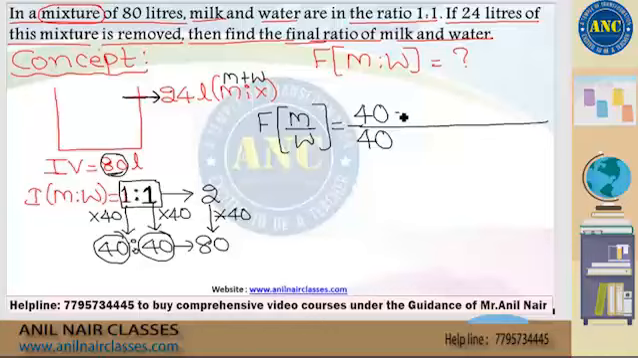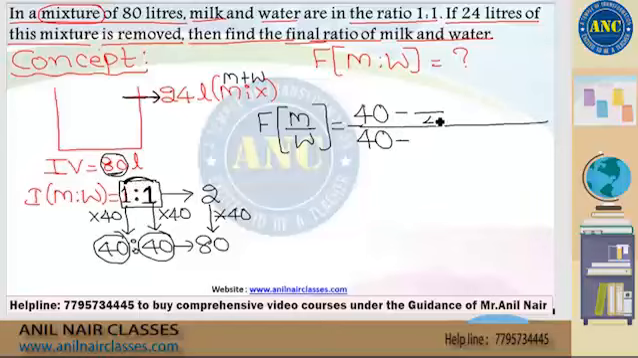Taking out means it is going off somewhere. That means I need to subtract. Out of total 1 plus 1, which is 2 liters, 1 liter of milk is taken out, and the total quantity taken out is 24 liters.